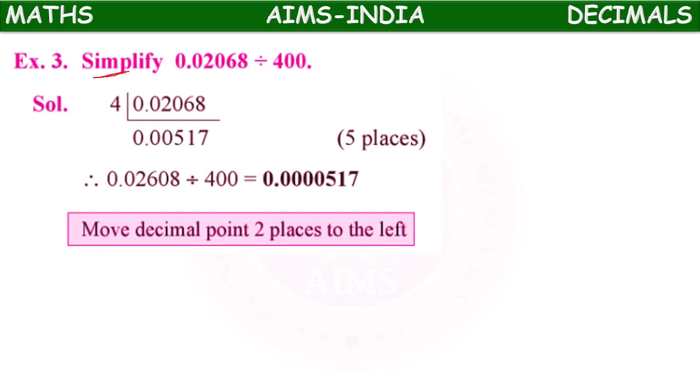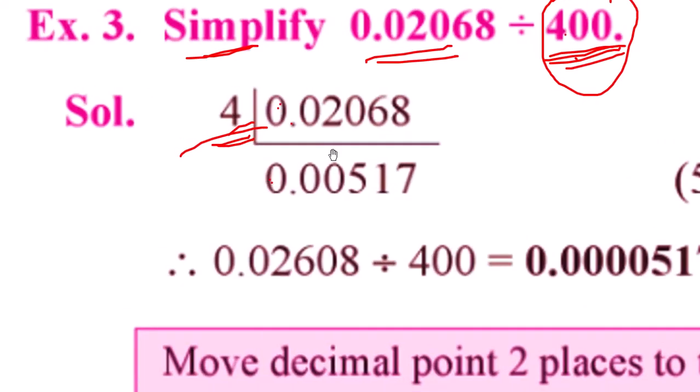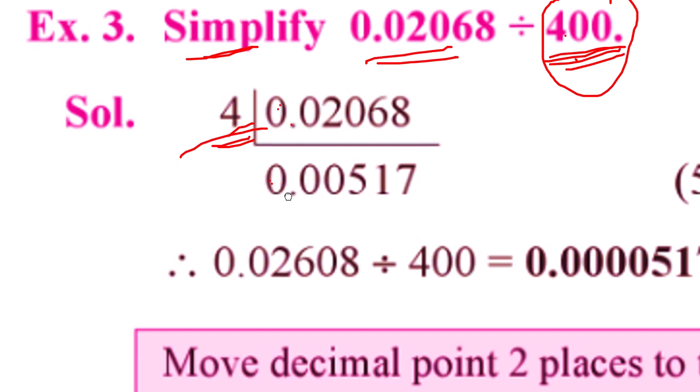Next, simplify this number divided by 400. So, we have to divide by 400. First, we will divide by 4. 0 is not divisible, so we keep 0. Point below point, we keep. This 0 is not divisible, we keep 0.